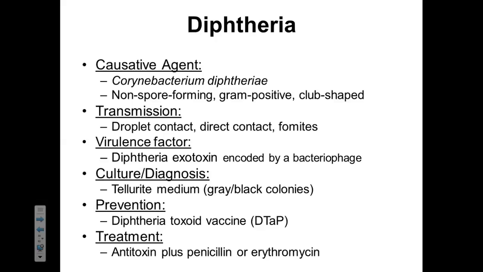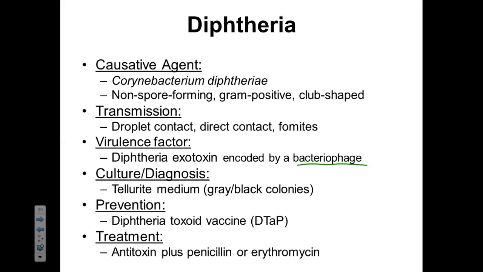Diphtheria exotoxin is quite virulent. It's capable of making a non-virulent form of Corynebacterium diphtheriae become a virulent form. This diphtheria exotoxin will begin transcription and translation within the bacterium once the bacterium is invaded by the appropriate bacteriophage to make it pathogenic. We are typically going to use tellurite medium to culture this bacterium, and if we see gray-black colonies growing on the tellurite medium, that's going to be positive for Corynebacterium diphtheriae.